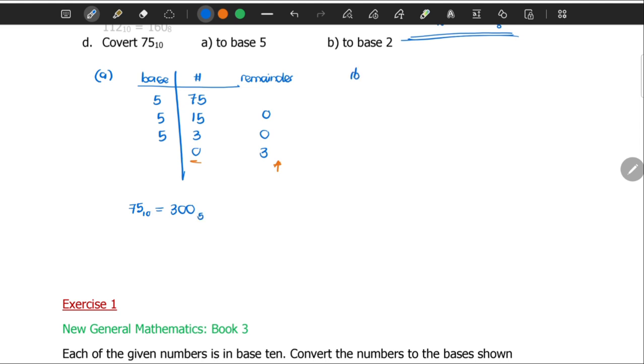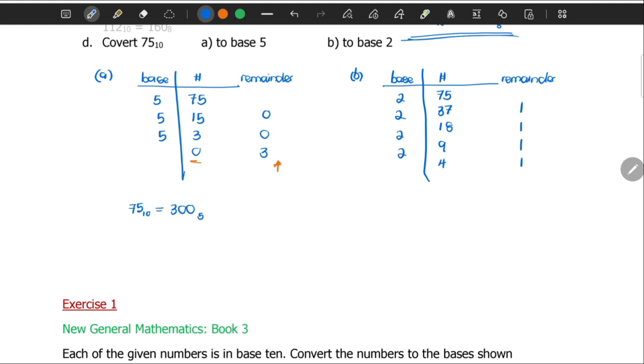Now the other part asks us to change it to base 2. Again, we have the base, the number, and the remainder. So it's 75 to base 2. 2 into 75, that's 37, remainder 1. 2 into 37, that's 18, remainder 1. 2 into 18, that's 9, remainder 0.